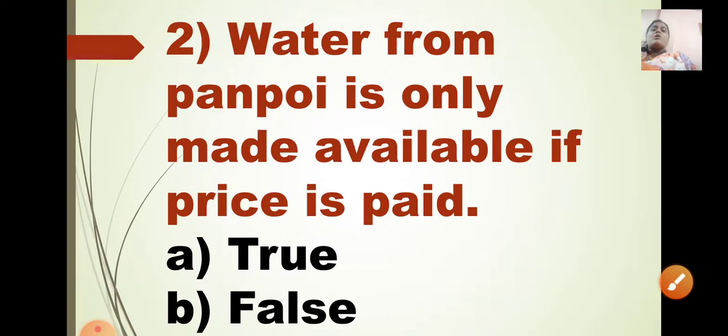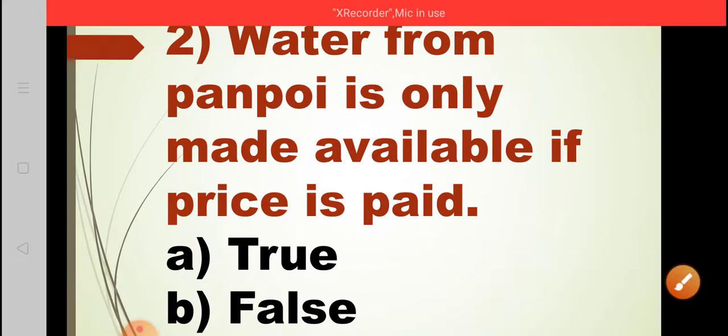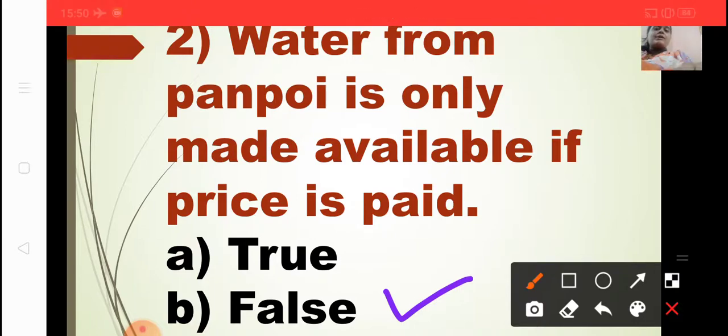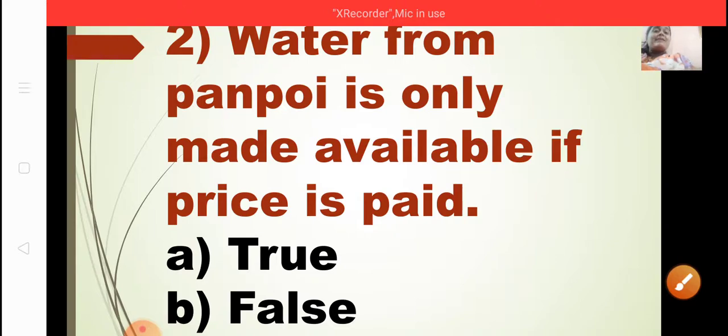Now second one. Water from panpois is only made available if price is paid. See, what is the question? Panpois water is available only if we pay the money, if we pay the price. Is it true or is it false? It is definitely false, because panpois are a drinking water system which is available free of cost. So you don't have to pay any money for it. It is available for you free of cost. Okay, so it is false.